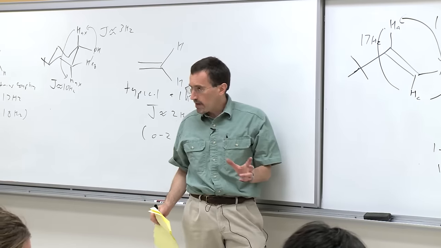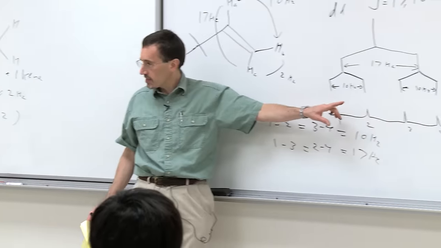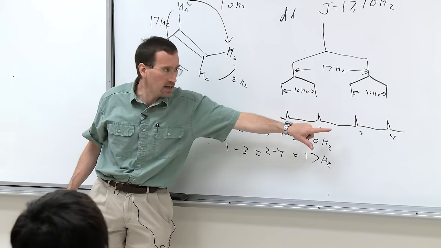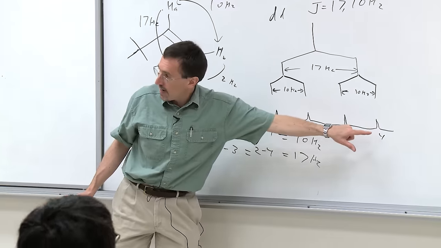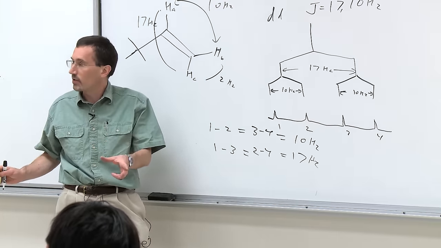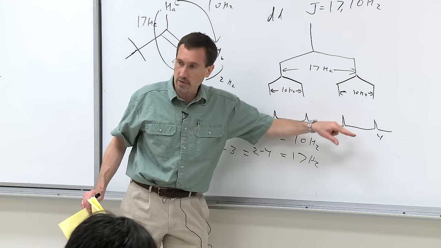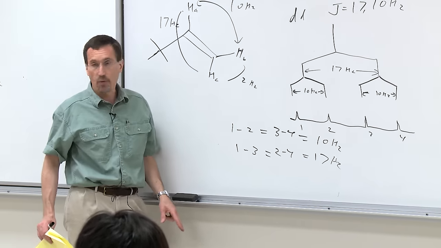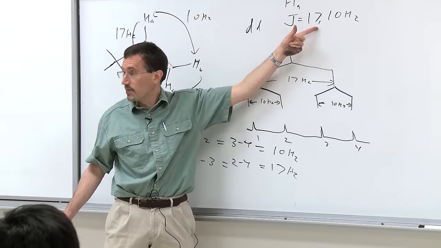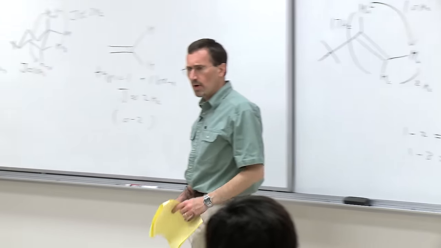Now, if I were measuring the coupling constants, since there's always experimental error, I would take the distance between lines 1 and 3 and the distance between lines 2 and 4 and average them and report the hertz to the nearest tenth of a hertz. And then I would take the distances between lines 1 and 2 and 3 and 4 and average them and report them to the nearest tenth of a hertz. So I might report 17.0 or 16.8 and, you know, 10.3. Thoughts or questions?